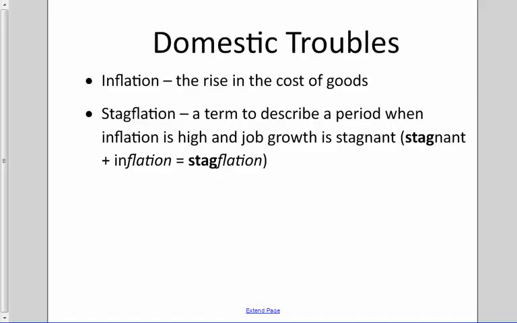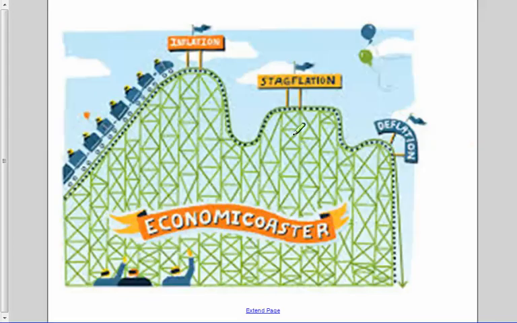Stagflation is where you combine this whole idea of being stagnant with inflation. So inflation is high, the cost of goods is rising, and job growth is not. It is staying the same. So costs are rising, but growth is staying the same, and people don't have more money in order to pay more.